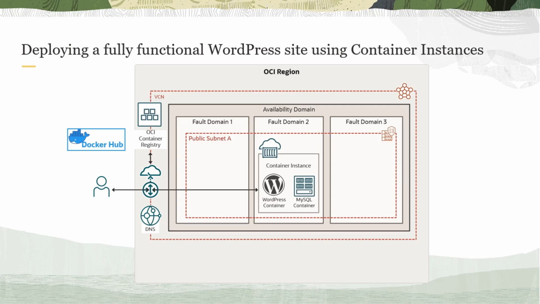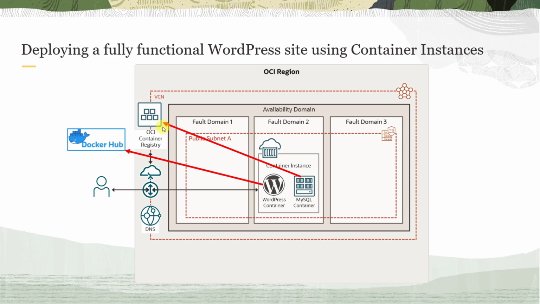In this demo, we will take a close look at how to get started with the container instances service and its various controls to quickly and easily launch and manage container workloads on Oracle Cloud Infrastructure. We shall create a fully functional WordPress site by running both the WordPress container as well as MySQL container in the container instance service. The WordPress site image will be pulled from the third-party container registry, which is Docker Hub, while the MySQL container image is hosted on the OCI container registry, also known as OCIR.